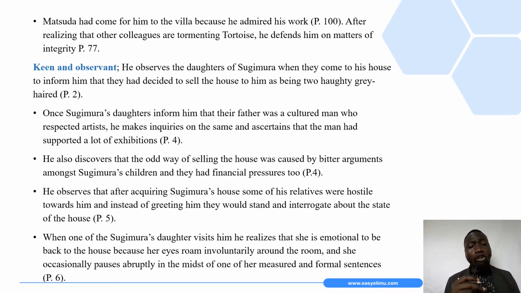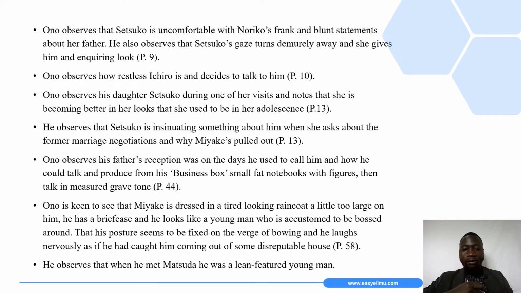So Ono also observes that after acquiring Sugimura's house, some of his relatives were hostile towards him, and instead of greeting him, they would stand and interrogate about the state of the house. So we are also told in the novel that when one of the Sugimura's daughters visits him, he realizes that she is emotional to be back to the house because her eyes roam involuntarily around the room, and she occasionally pauses abruptly in the midst of one of her measured and formal interrogations.